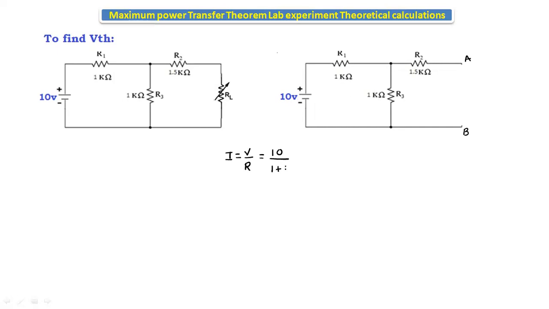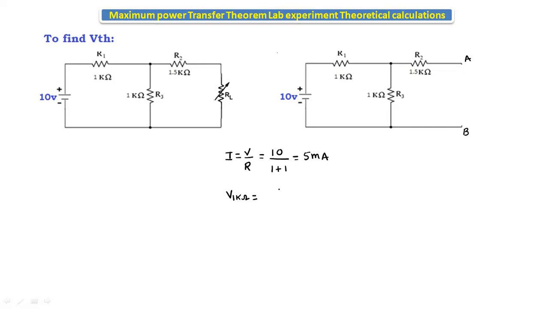1 plus 1. We are finding the total current here. Okay. 10 divided by 2, it is 5 milliamps, because as the resistor values are in kilo ohms, we will get the current in milliamps. And now let's find out the voltage across the 1 kilo ohm resistor.